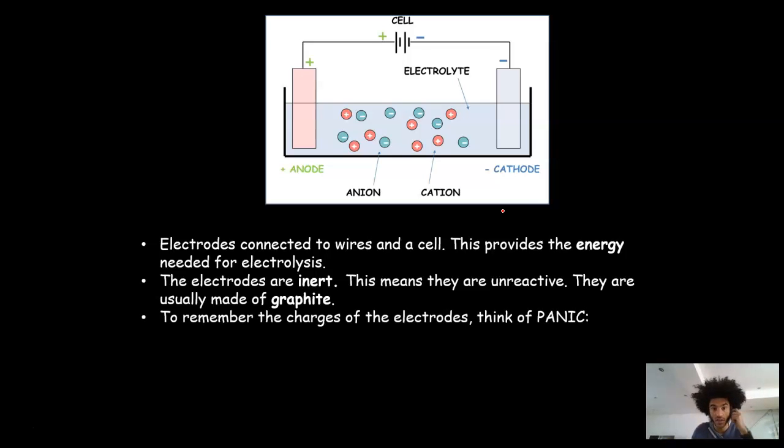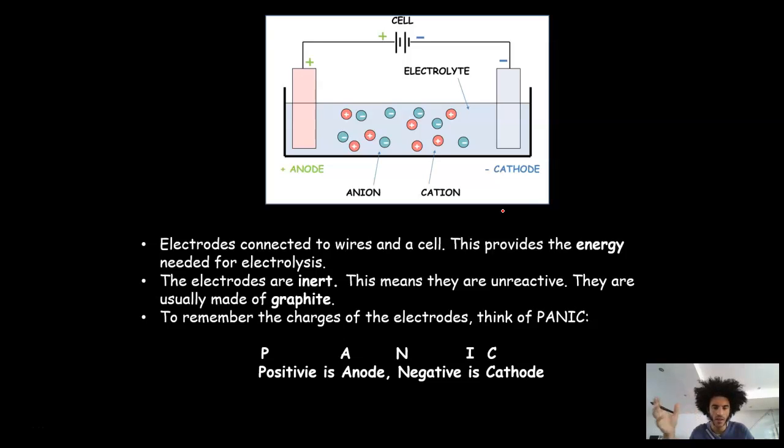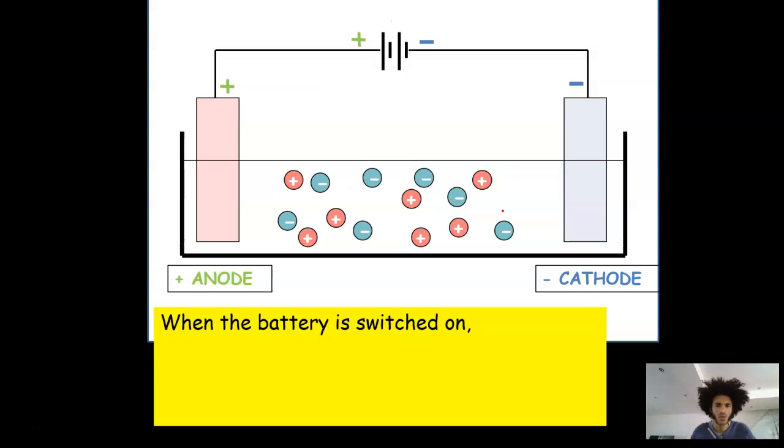Now to remember the charges on the electrodes, the anode being positive and the cathode being negative, it's quite useful to think of PANIC, which is a useful mnemonic. It's weirdly spaced because I'm trying to match it with the letters. So PANIC: Positive is Anode, Negative is Cathode. I can't stress how useful that phrase is. When you're learning this, having that in your head is so crucial, particularly in an exam, when you're under pressure and forgetting things. If you remember PANIC, it's fundamental to a lot of the questions you're going to be asked.